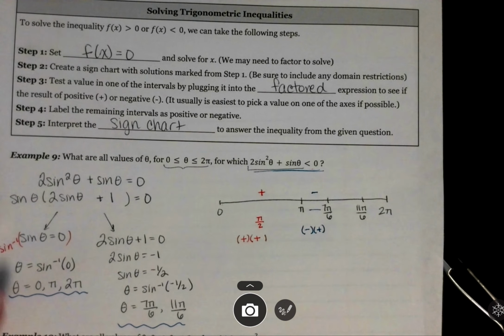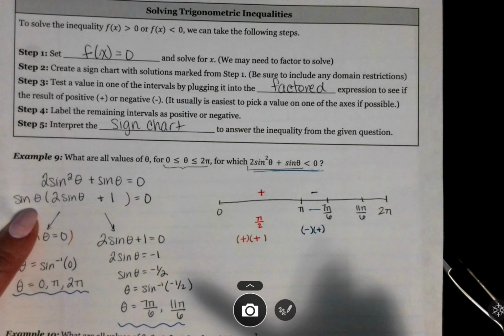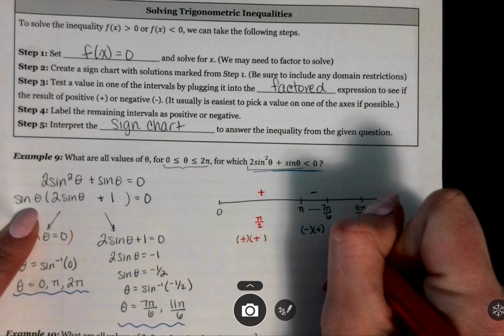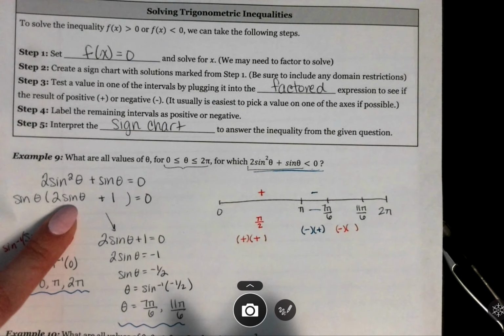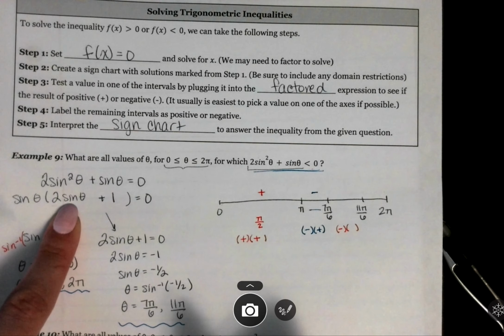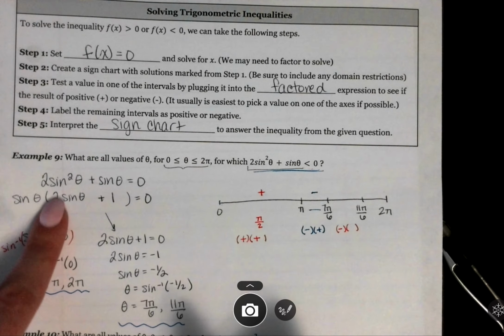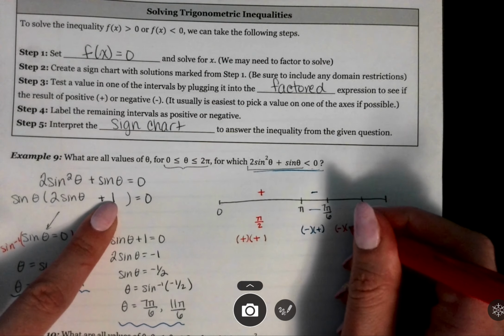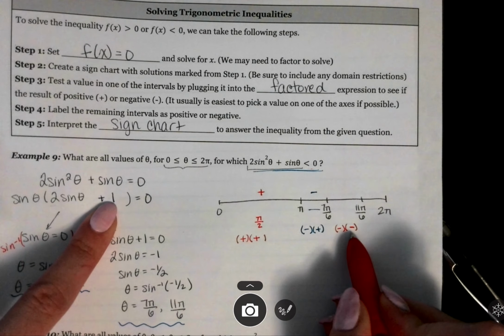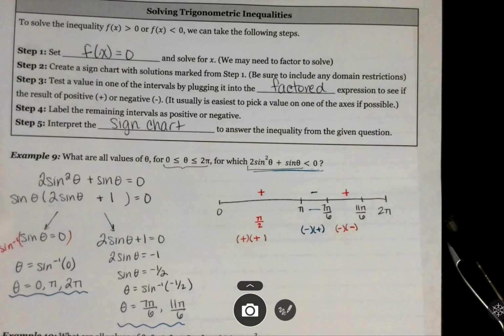So looking at my factored form, sine of 3 pi over 2 is a negative value. So my first parenthesis is negative. And then sine of 3 pi over 2 is negative 1. 2 times that is negative 2. Negative 2 plus 1 is another negative. So I have a negative times a negative. Well, that turns into positive overall.